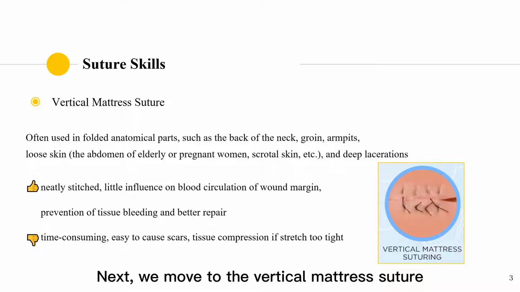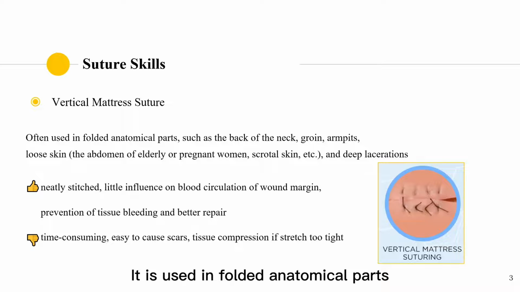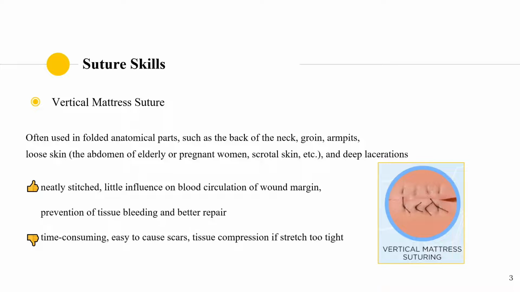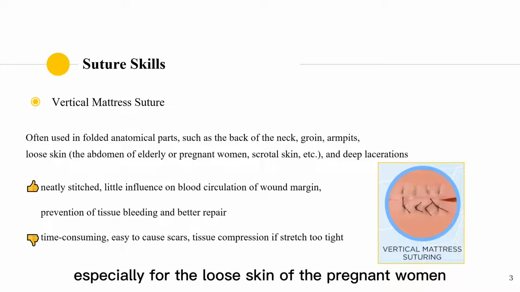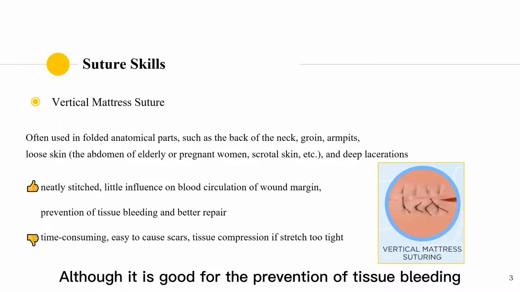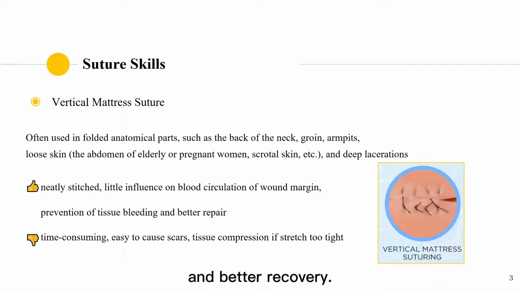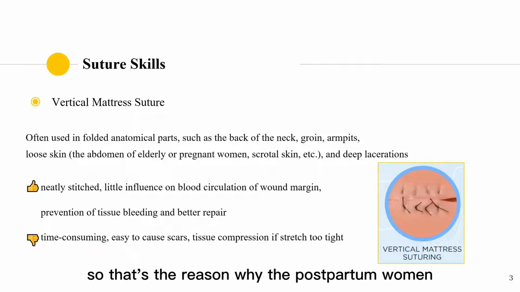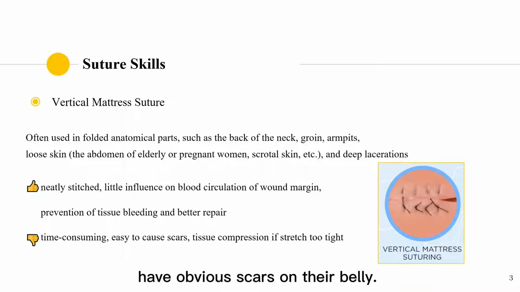Next, we move to the vertical mattress suture. It is used in folded anatomical parts, especially for the loose skin of pregnant women. Although this is good for the prevention of tissue bleeding and better recovery, it is easy to cause scars. So that's the reason why postpartum women have obvious scars on their belly.